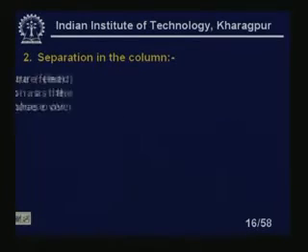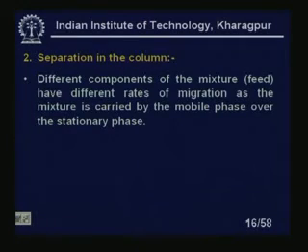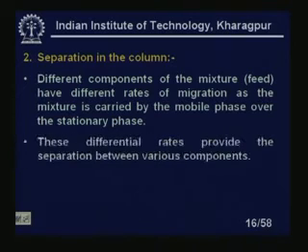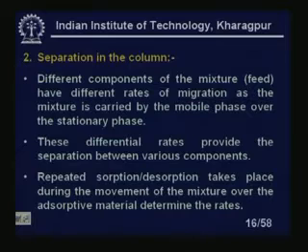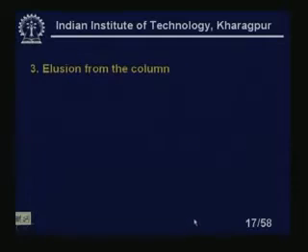Separation in the column. The different components of the mixture feed have different rates of migration as the mixture is carried by the mobile phase over the stationary phase, right. These differential rates provide the separation between the various components. Repeated sorptions and desorptions take place. I don't know whether desorption is in the dictionary, but it is the opposite of sorption, and it takes place during the movement of the mixture over the adsorptive material, determining the rates.